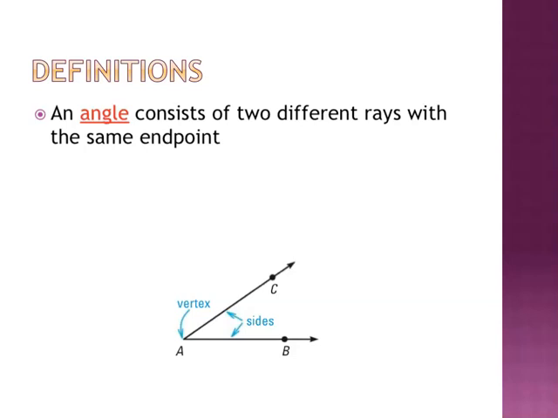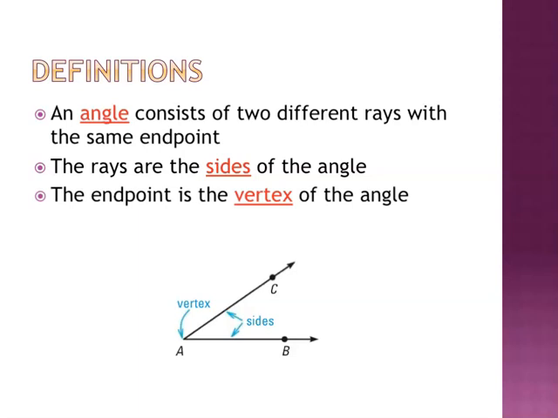You can see here in the diagram that we have two rays, ray AC and AB, but they have the same endpoint A. So we call the rays the sides of the angle, and we call the endpoint the vertex of the angle. In this case, AC is one side of the angle, AB is another side of the angle, and we would say that the vertex is at A.